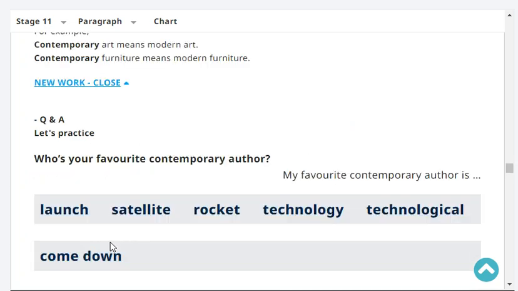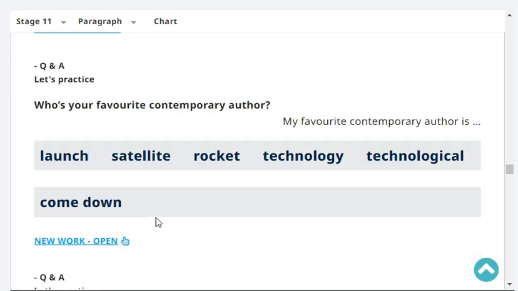Okay, let's practice. Who's your favorite contemporary author? My favorite contemporary author is, let's say, Haruki Murakami. Very good.